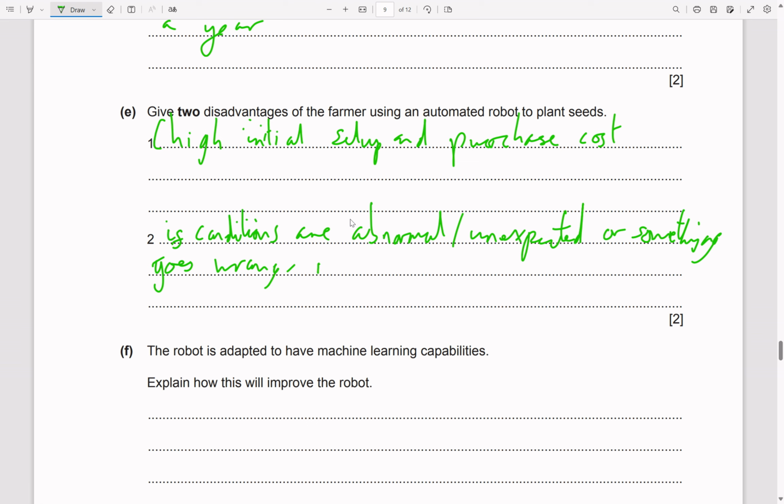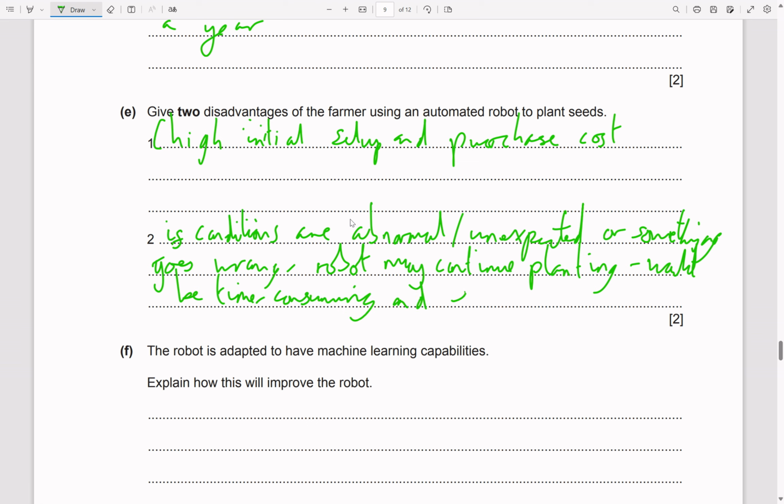Right, let's say robot may continue planting. And let's say this might have to be undone, would be time consuming and expensive to undo. Right, so would be time consuming and expensive to fix. Or we can also say to rectify, so to put correct.